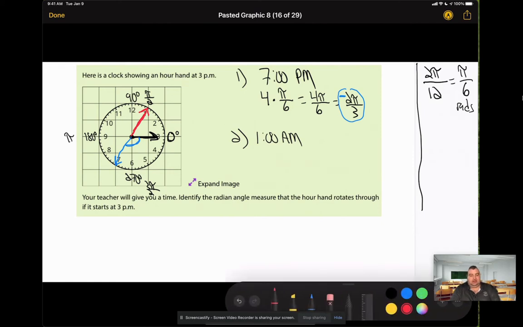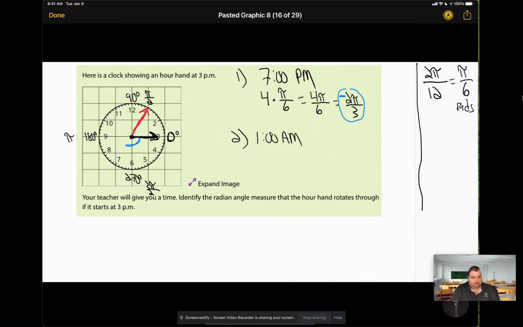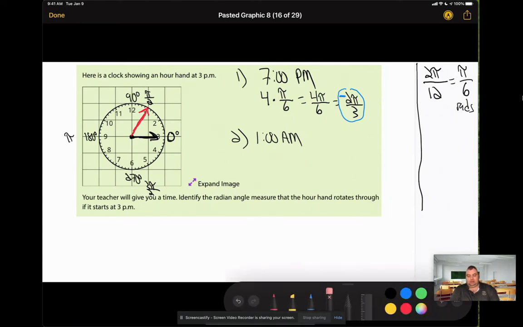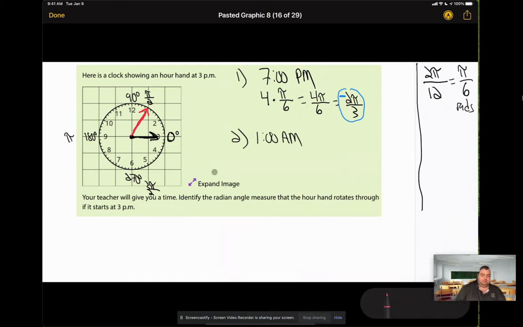So if I start at 3 p.m. again, and let me erase this. If I start at 3 p.m. again, it's going to be moving 4 p.m., 5, 6, 7, 8, 9, 10, 11, 12 a.m., and then 1 a.m. So that's 1, 2, 3, 4, 5, 6, 7, 8, 9, 10 spots. So between 3 p.m. and 1 a.m., it's moving 10 spots. And we already established that each spot is worth pi over 6 radians.